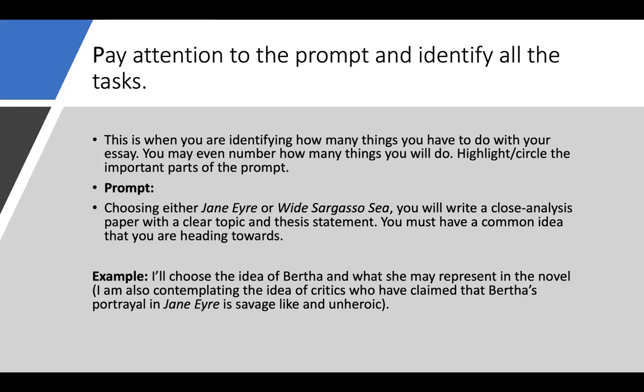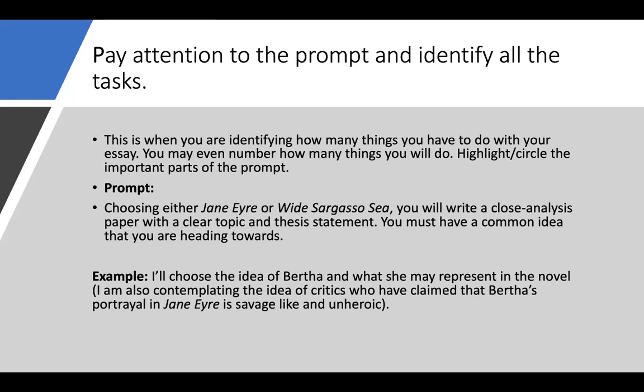So you'll do several things, right? First, you'll choose either Jane Eyre or Wide Sargasso Sea. You'll choose a clear topic from Jane Eyre or Wide Sargasso Sea. So that's the second step. And then the third step is you will have a close analysis on that clear topic. And then you'll have a thesis statement. And of course, you'll have a common idea that you're heading towards. So these are all the things that you should consider when you are looking at the prompts.